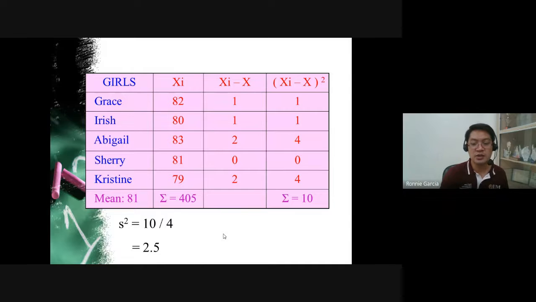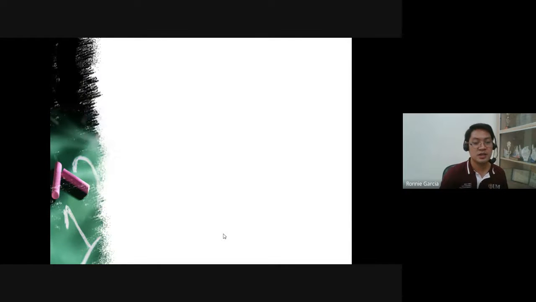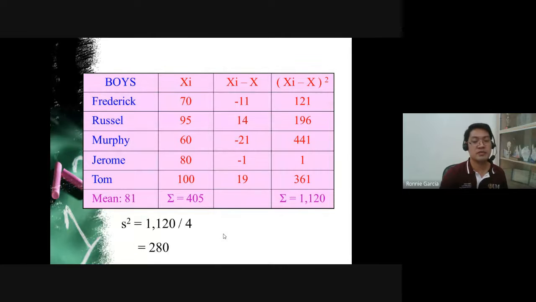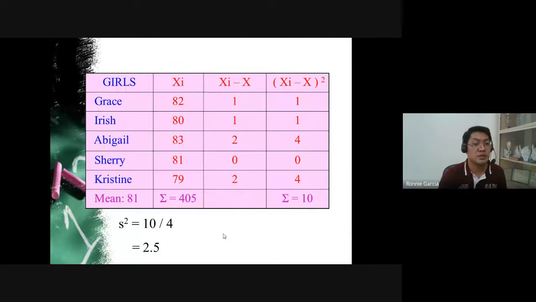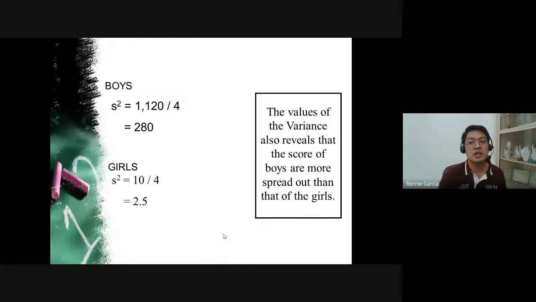So again, i-compare nato ang boys ganina. 280 for the variance. The girls, 2.5. So the same gihapon ang ato ang conclusion. The values of the variance reveal that the scores of the boys are more spread out than that of the girls. So mas preferred gihapon ang score sa girls kay the smaller the value of the variance, the better. Sabtan ba nato? So again, recall na to ha. Range, highest minus lowest.